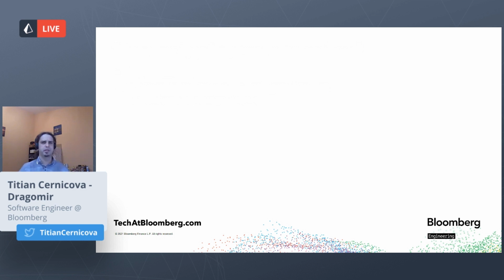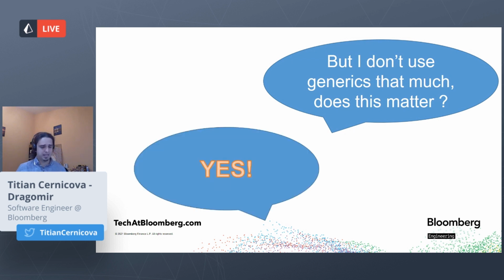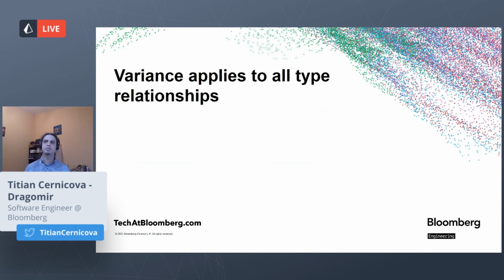So I know what you're probably thinking right about now is, okay, but I don't use generics that much. Does this really matter? The answer is yes, because even though we've talked about variance mostly in terms of generic types, variance actually applies to all type relationships. So the positions that we've discovered that govern how variance works in TypeScript actually apply when TypeScript tries to relate all types. What do I mean by this?